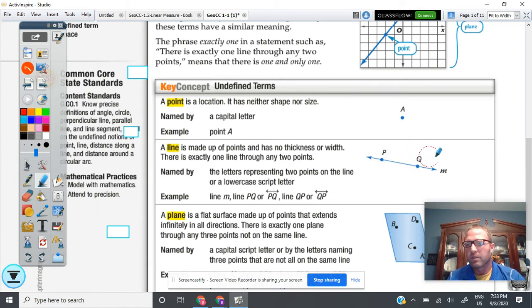The other way we're going to label it in this class is a lowercase script letter. Since we can't write in script, we'll be using cursive. Where they say line PQ, we won't be using that much in this class, and same thing with line QP. We won't be writing out the words. It's just a lot quicker to say line M, and put the arrows above it.